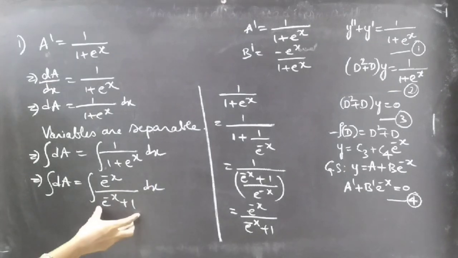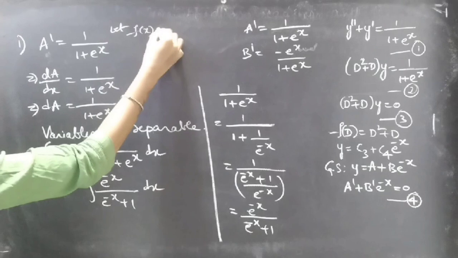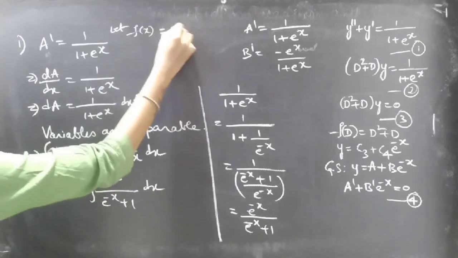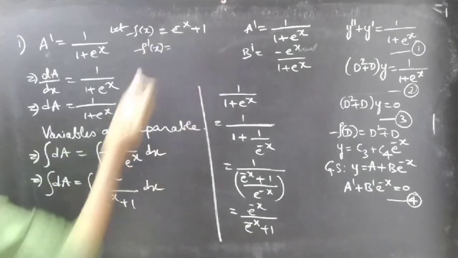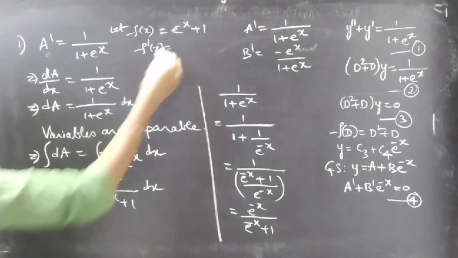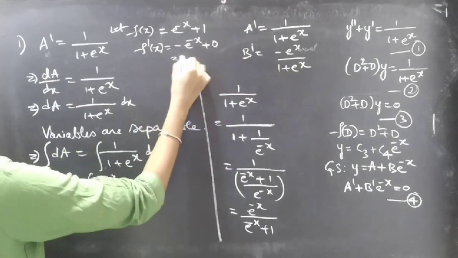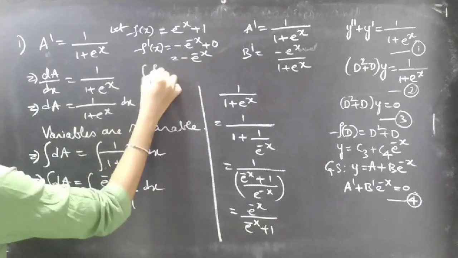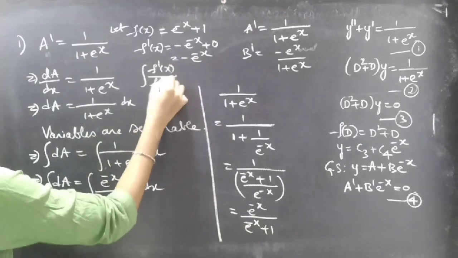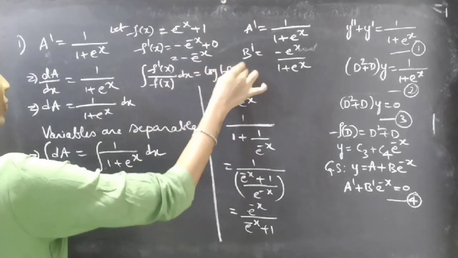Okay, now let e power minus x plus 1 equal some f of x. Then find f dash of x. F dash of x equals the derivative of e power minus x with respect to x, which is minus e power minus x, plus the derivative of a constant, which is 0, which gives us minus e power minus x. So here we can apply the formula integral f dash of x by f of x into dx, which equals log mod f of x, right?